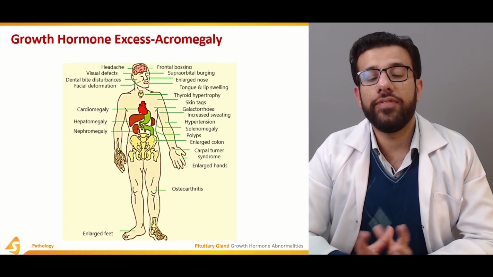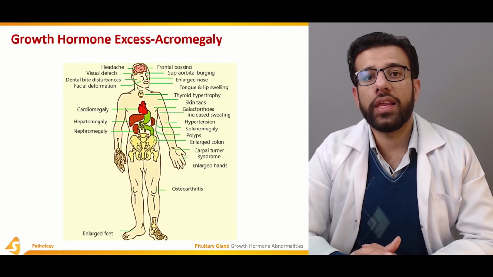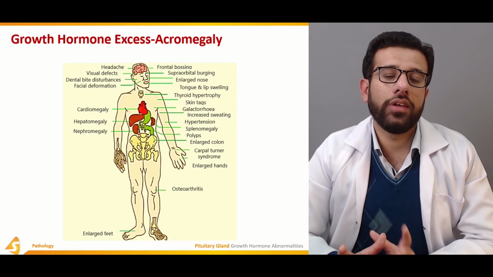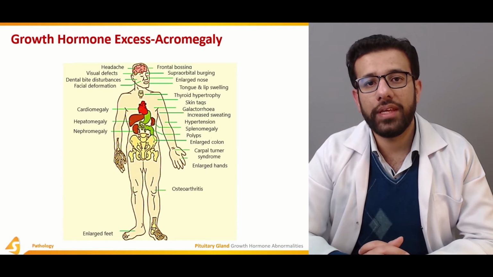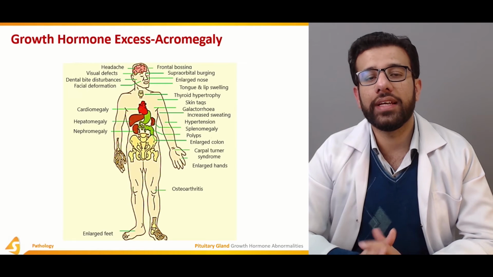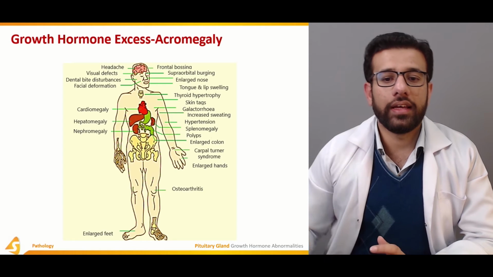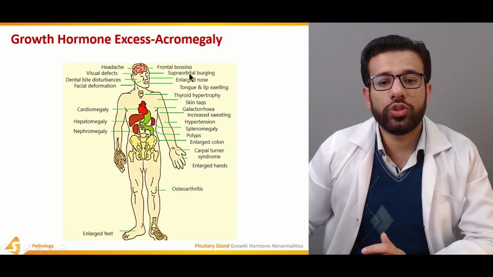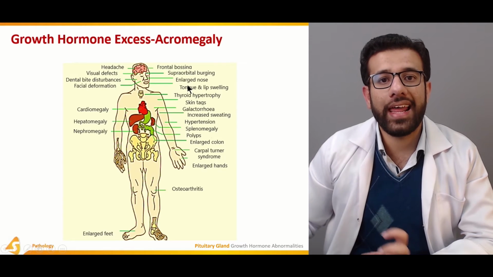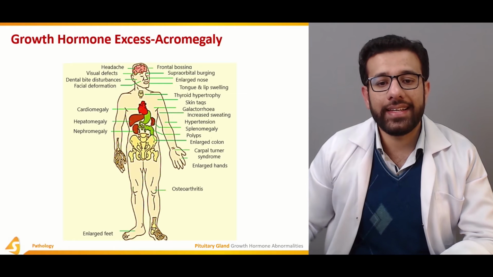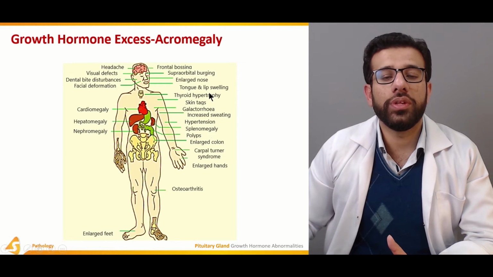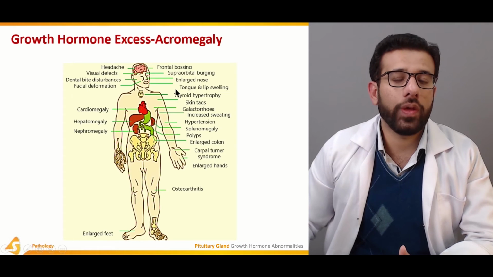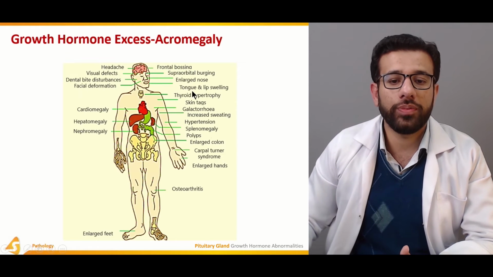If you see the face of a patient with acromegaly, you can easily diagnose it just by looking at the face. As you can see, there is frontal bossing, supraorbital bulging, and an enlarged nose. The ala of the nose is widened, and tongue and lip swelling is present, which contributes to difficulty in swallowing, and sometimes breathing problems can also be there.